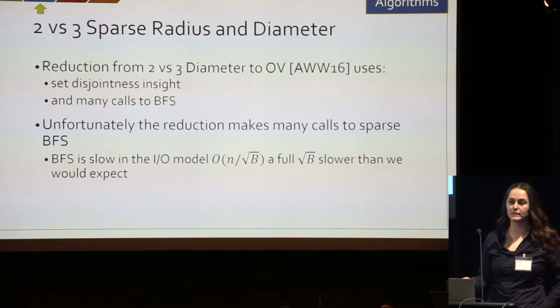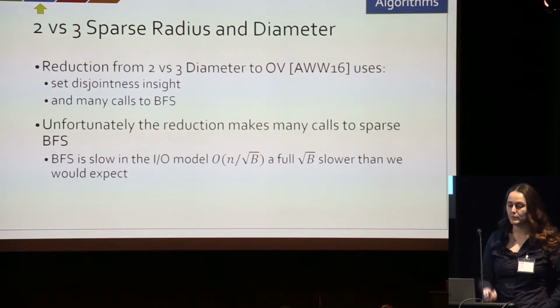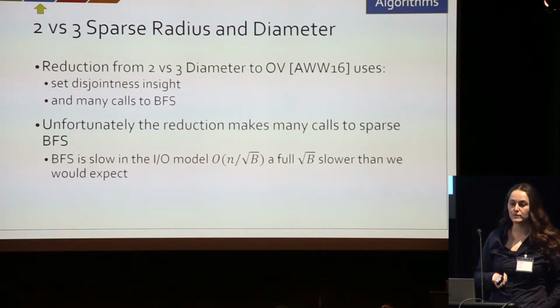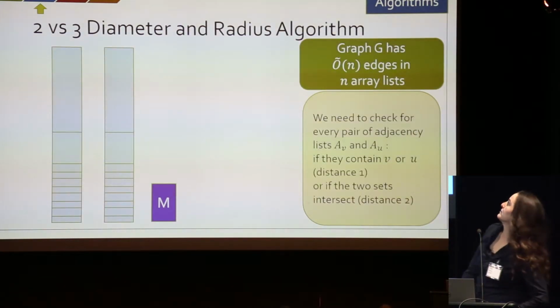So we're going to instead be scanning arrays. But we will be using this other key insight, which is that diameter 2 versus 3 is really a set disjointness problem. So what are we going to do?